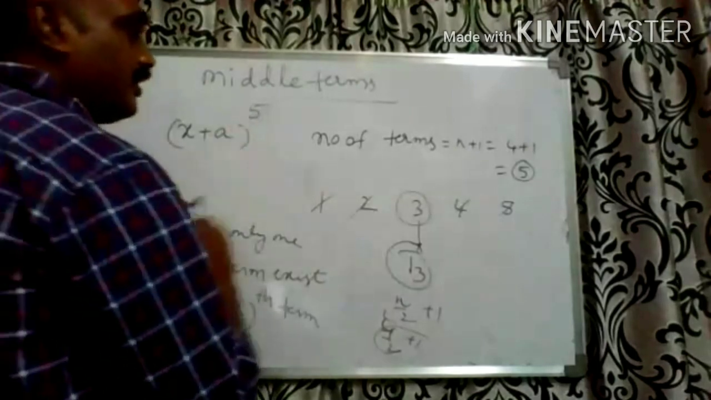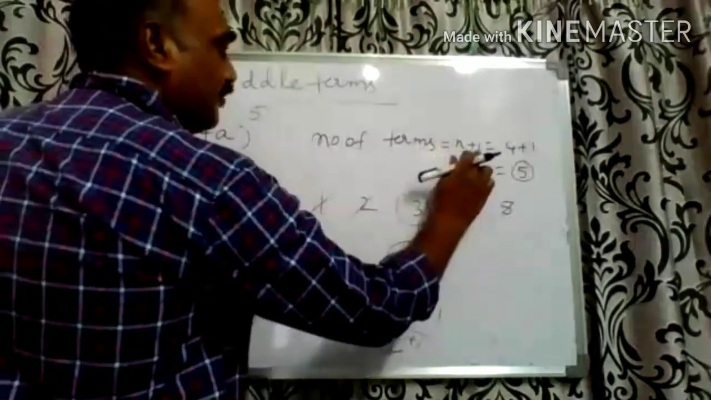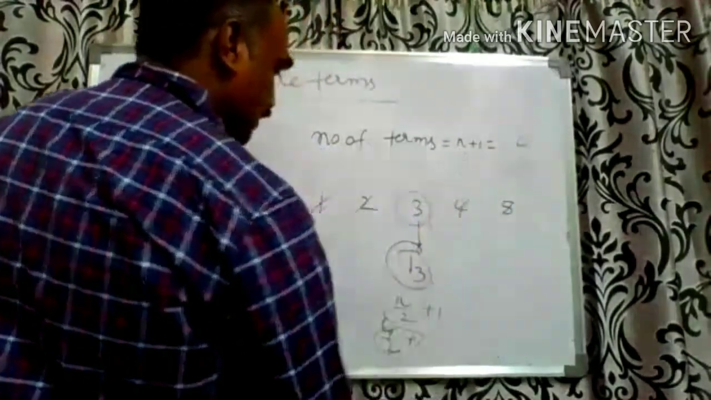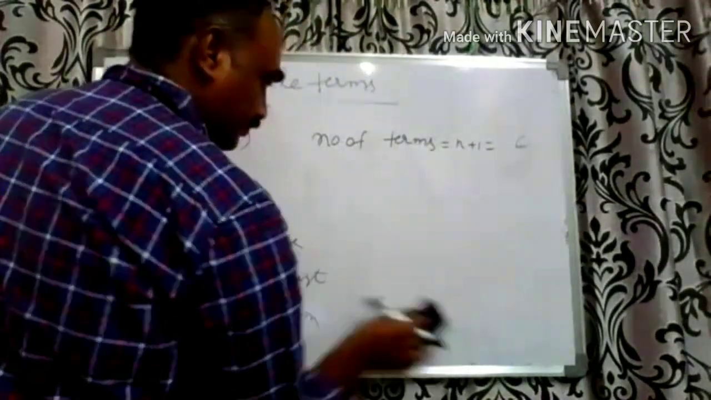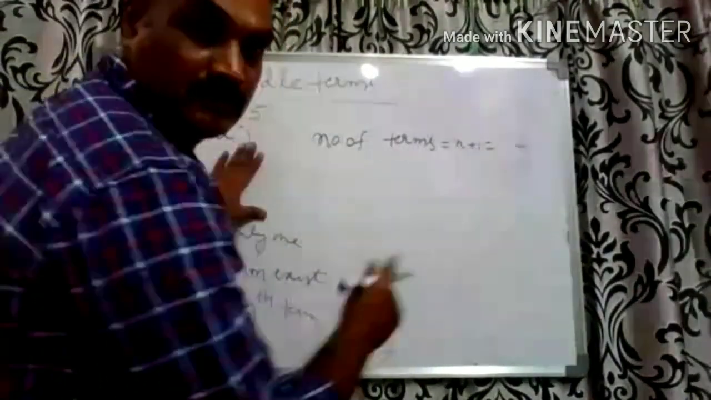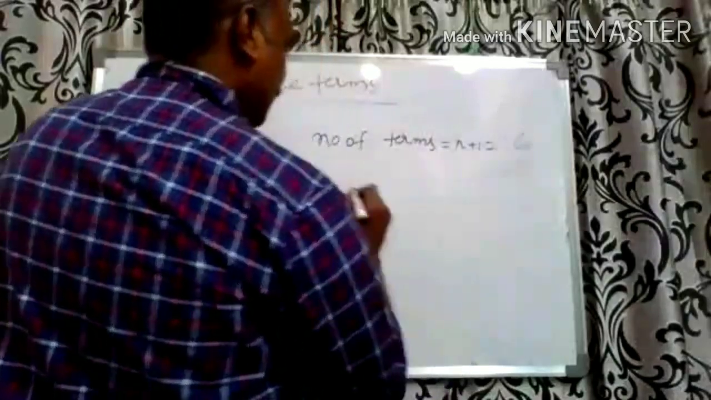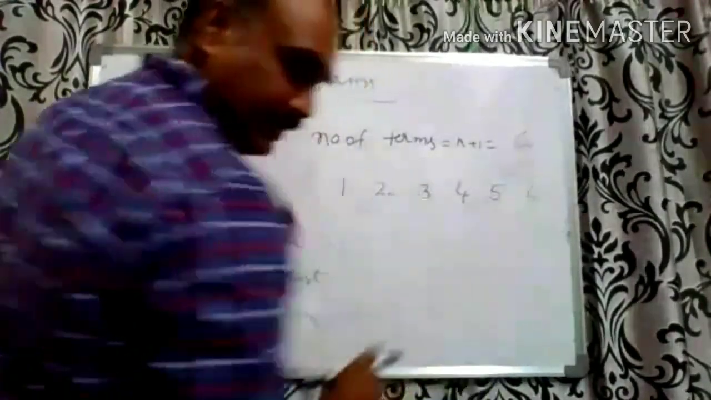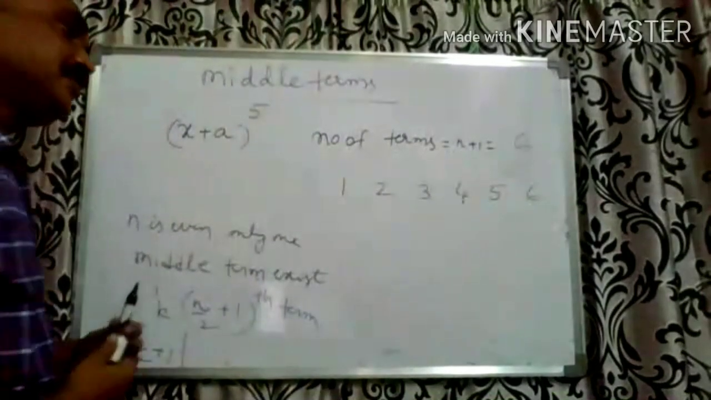Next, 5 is an odd number. The number of terms is equal to n plus 1, that is 5 plus 1, which is 6 terms. 1, 2, 3, 4, 5, 6. There are 6 terms. What are the middle terms?